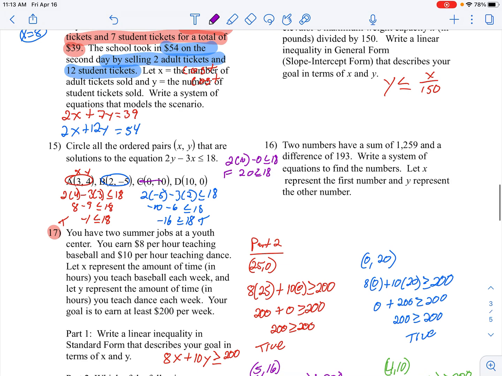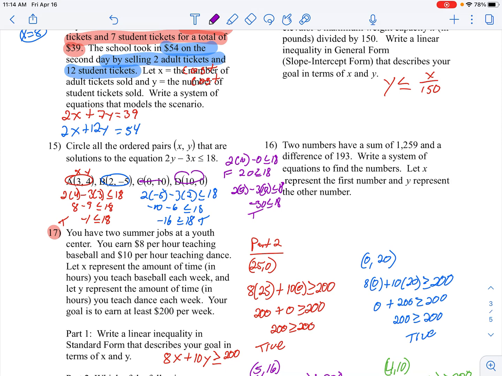D, I repeat the same thing. This time, Y is going to drop out because it was 0. 3 times 10 is X. -30 is less than or equal to 18. That is true. So that's why I put that there.